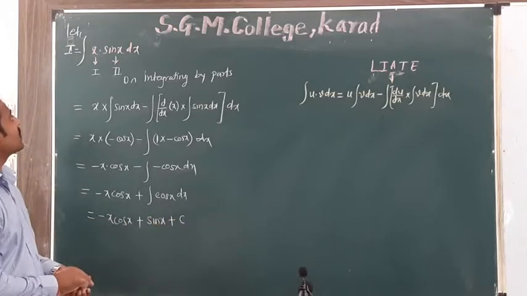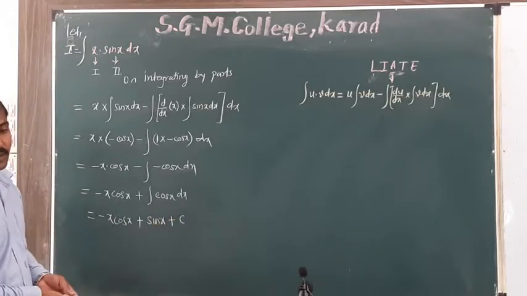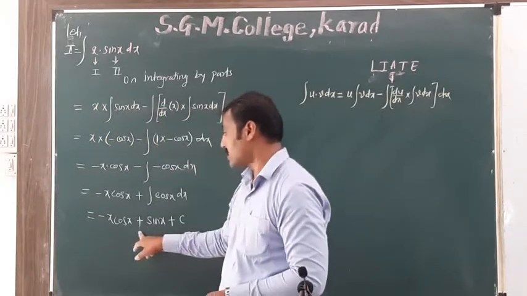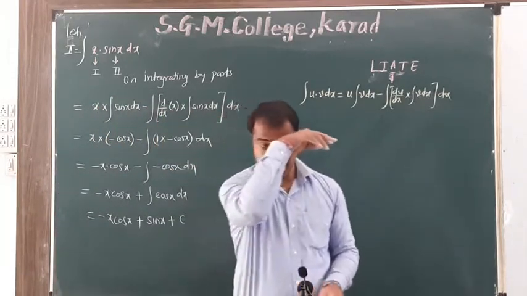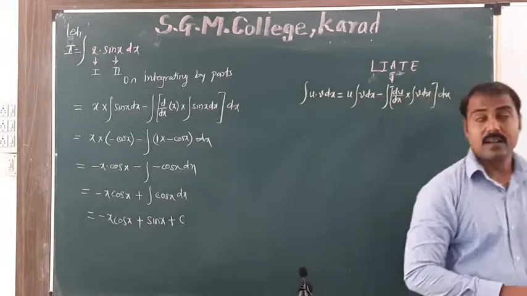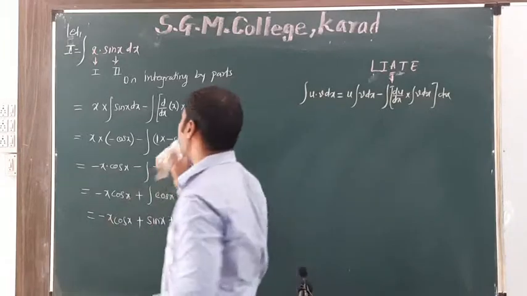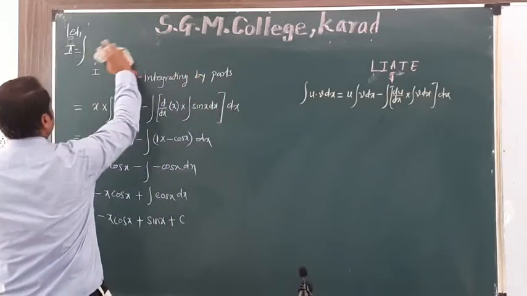Here is the answer of the third question. Integration of x into sin x is minus x cos x plus sin x plus constant of integration c. Okay. Moving to our next example, evaluate the integration of x square into log x.